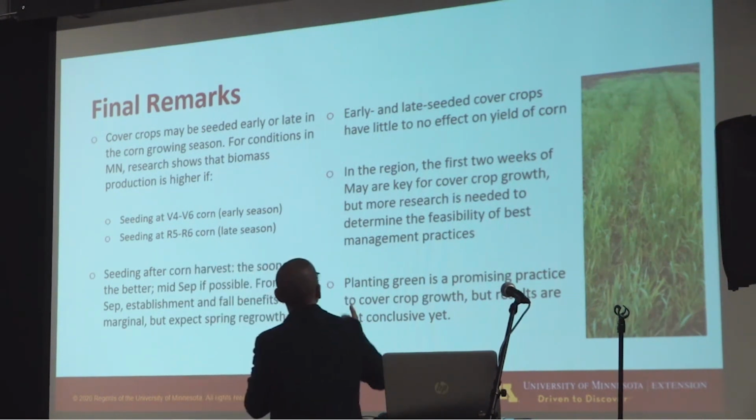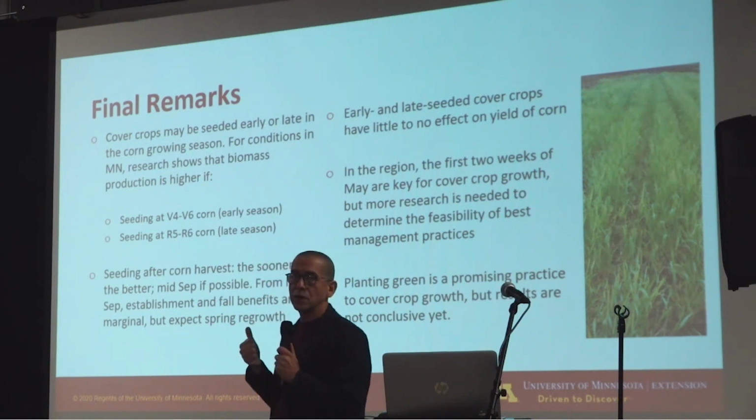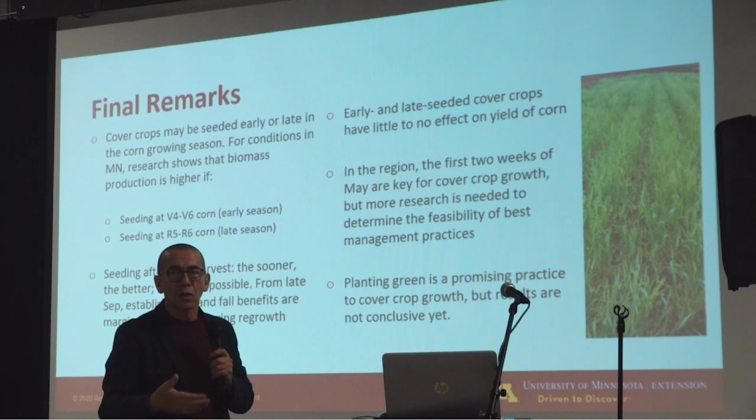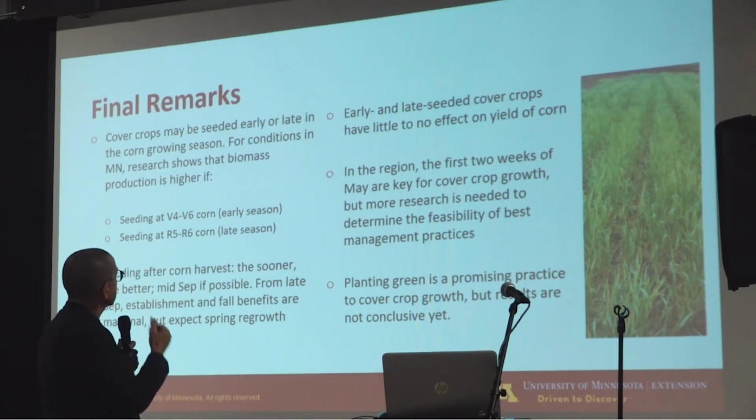Early and late seeded cover crops have little to no effect on yield of corn, as we saw it, and consistently research tells us that we are going to be okay if we do it that way. So, and as I was saying, in the region, the first 2 weeks of May are key for cover crops growth, okay?